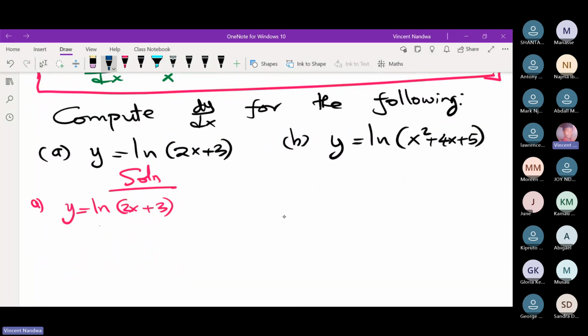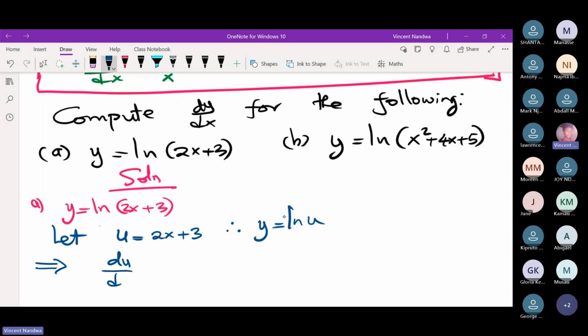So solution, we let this bracket be u. So let u be 2x plus 3. Therefore, y will be? If y is ln of 2x plus 3, and we are saying let 2x plus 3 be u, then y is ln of u. Correct.